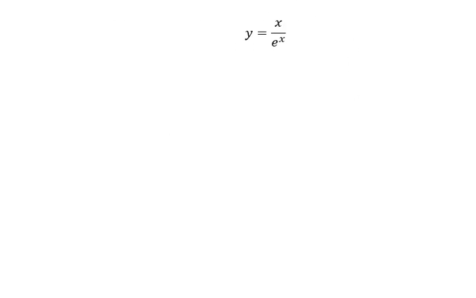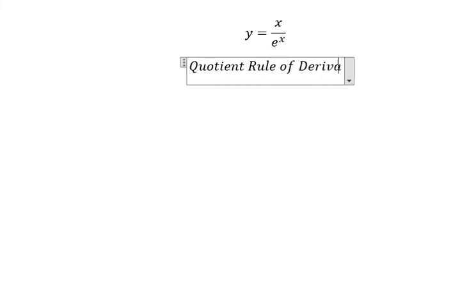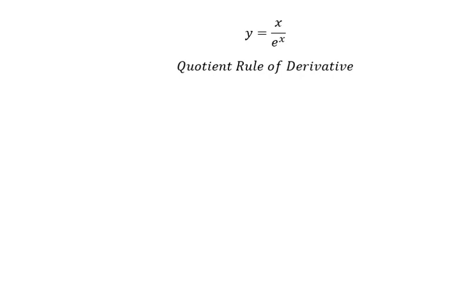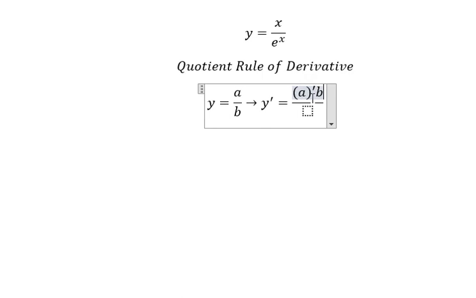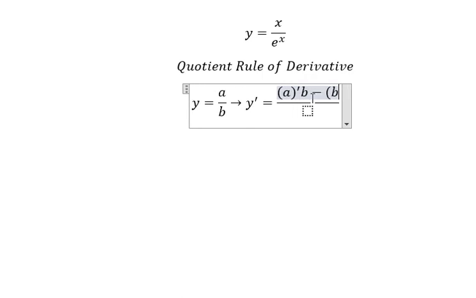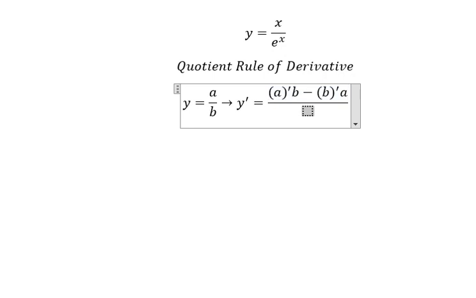Question number 3, we can apply the quotient rule of derivative. So we have y equals a over b. So if I do first derivative, we will do first derivative of a multiplied by b minus first derivative of b multiplied by a, over b squared. Now we apply this one in here.